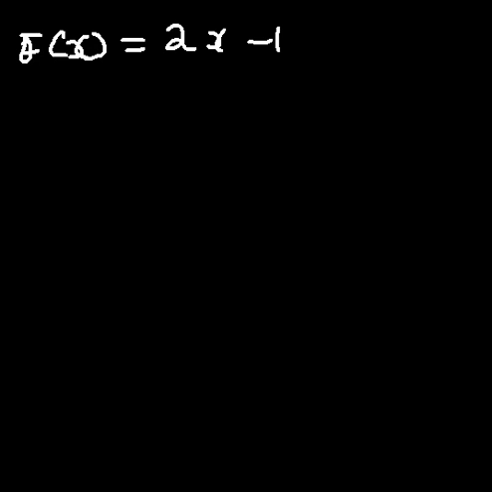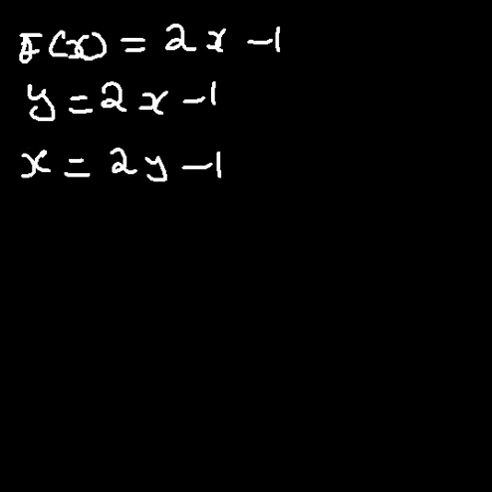Now first of all, express f of x as y, so we'll have y is equal to x minus 1. Then I interchange: where there is x, put y, and where there is y, put x. Now we have x is equal to y minus 1. And then you have to make y the subject of the formula. Hence we'll have x plus 1 is equal to y.